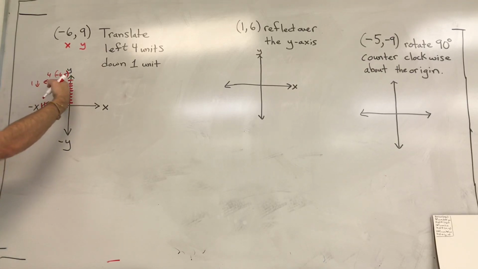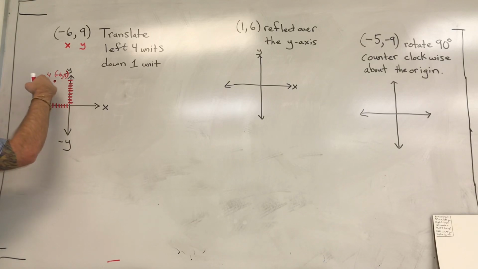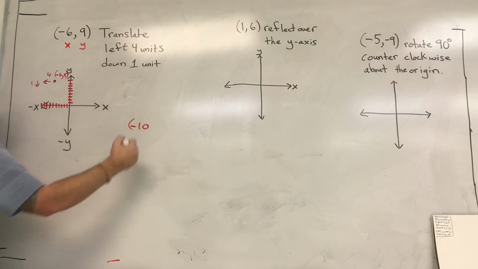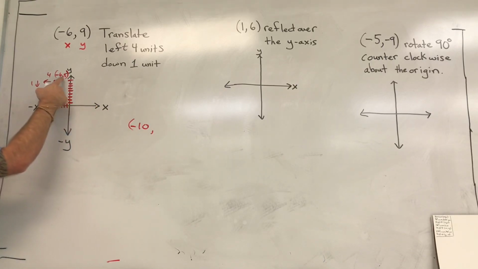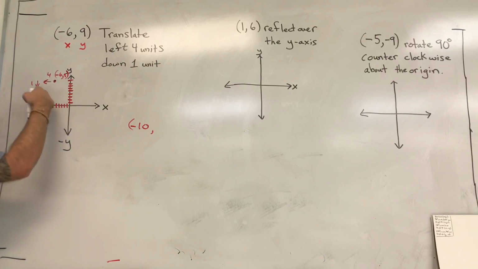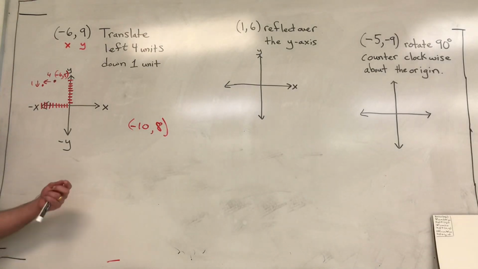If I go to the left 4 units, left matches with the x. So that's a negative 4 on top of the negative 6, making negative 10, comma. Then the 9 is down 1 unit. Down is in the negative direction. Down from 9 goes to 8. So we're right here at the 8. Negative 10 comma 8.